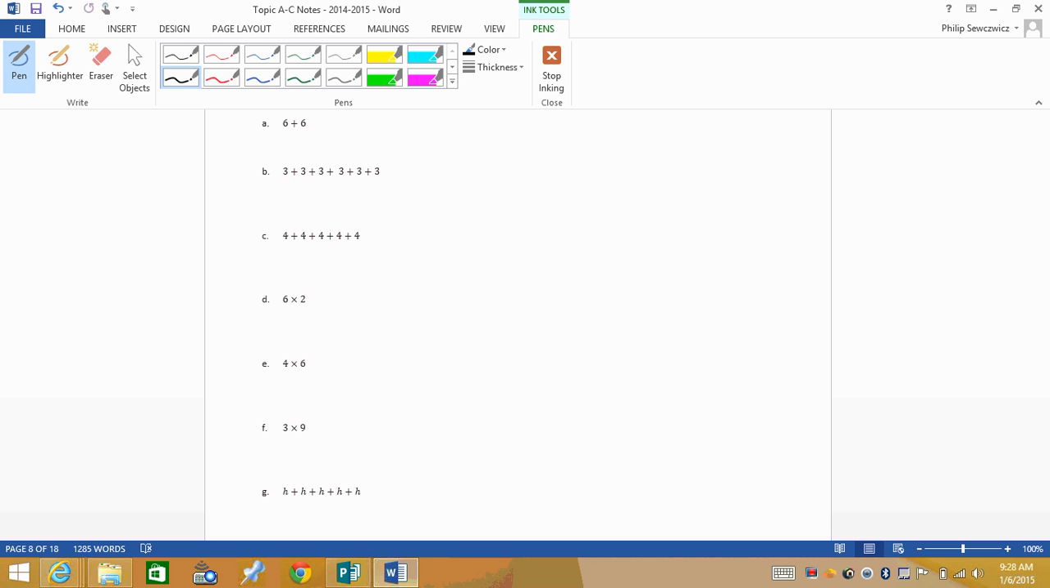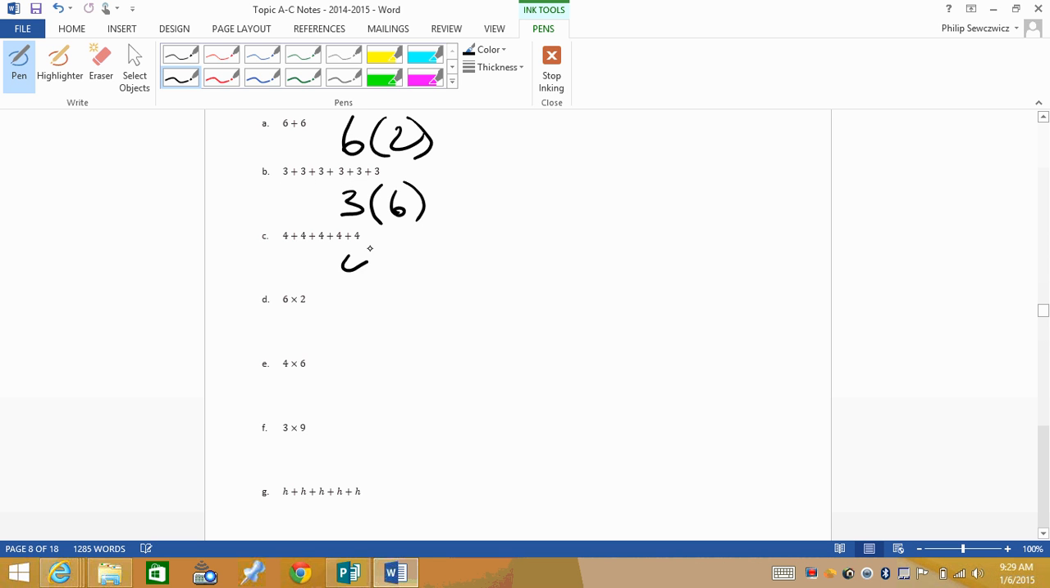So what we want to do in the next section is simply write an equivalent expression, which means something that's equal to it. So we're not solving, we're just writing something that's equal to it. If they give you addition, write it as multiplication. So 6 plus 6 is the same as 6 times 2. I get the number 6, and it happened twice. I got the number 3 here, and it's a 1, a 2, a 3, a 4, a 5, a 6. It repeats 6 times, so that's the same as 3 times 6.